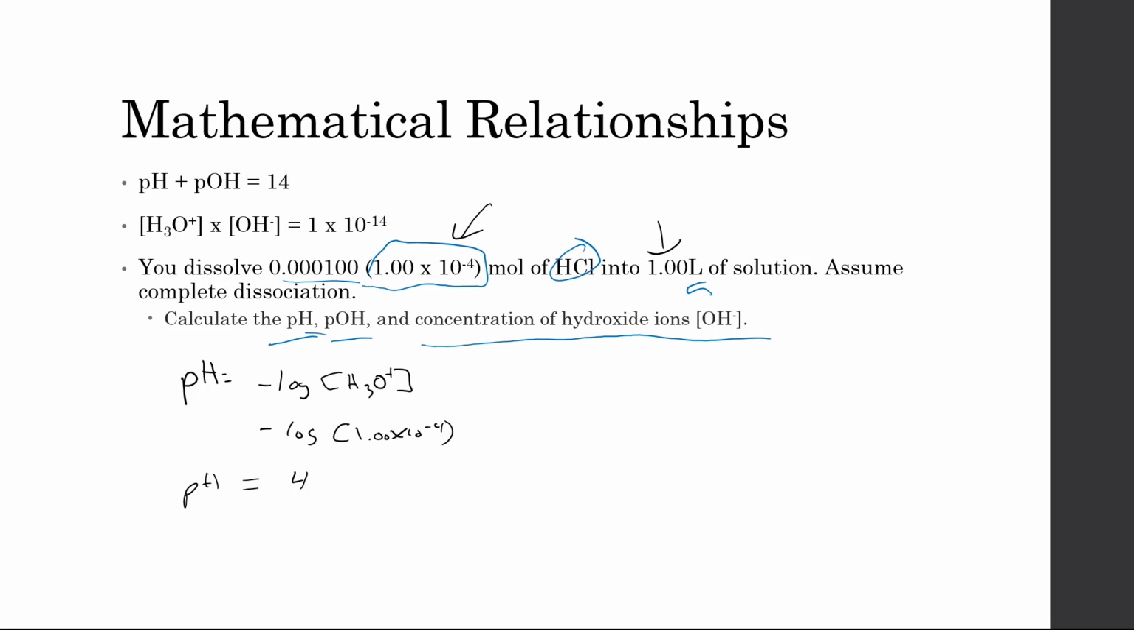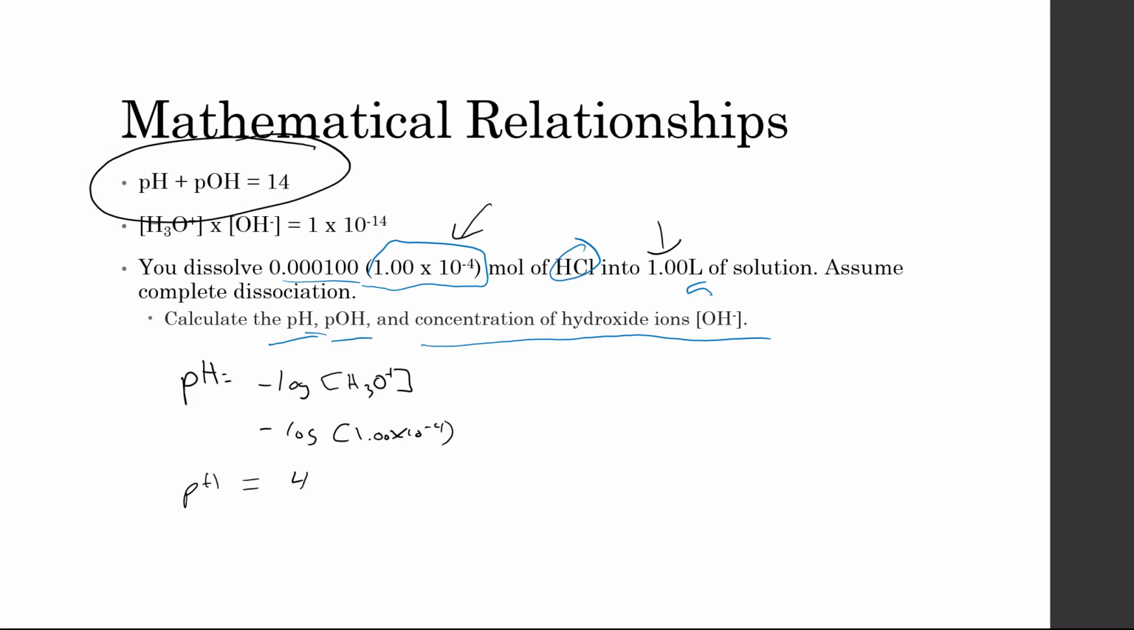I take the negative sign, hit the log button, and type in the molarity of hydronium that I'm given. That spits out the number 4 for me in this case. So my pH is 4, which means it is an acid. That's simple. Now, we're going to take this relationship.